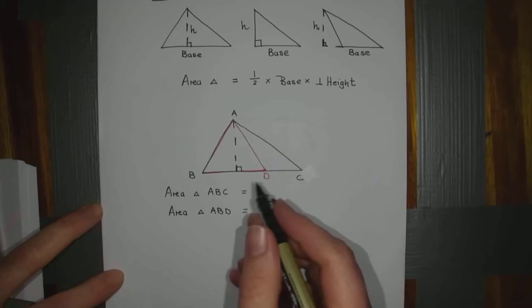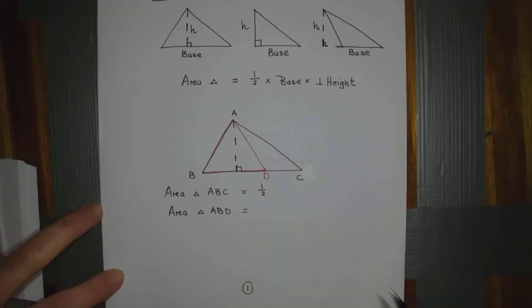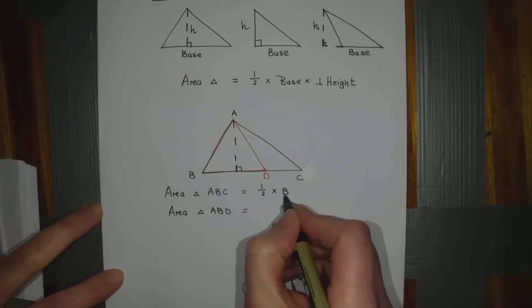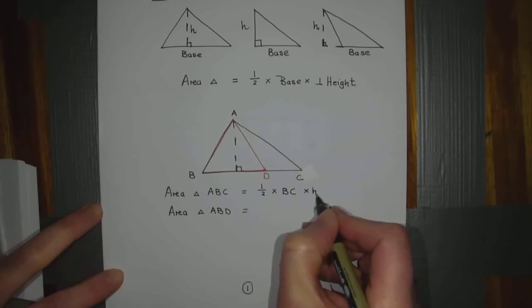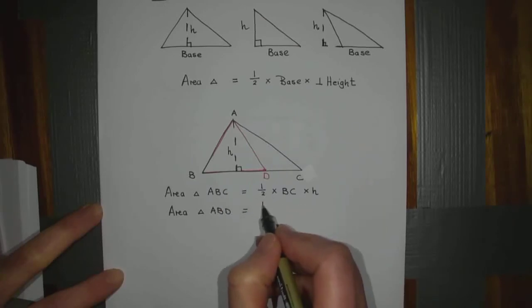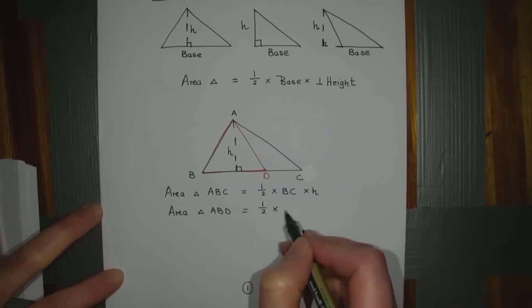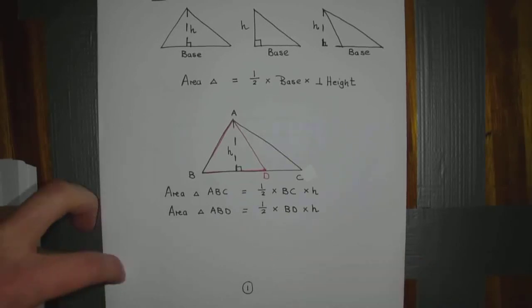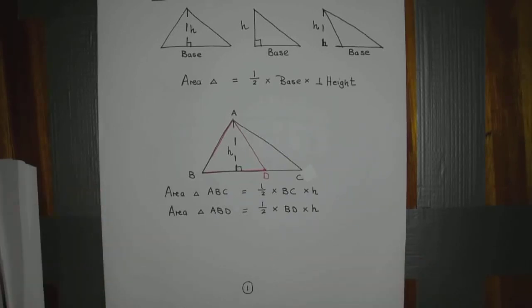The area of triangle ABC is then half, which is the base, which is BC, times the perpendicular height, and I'll put the height over there. And the area of triangle ABD is half times BD times that perpendicular height. And the deduction we have to make there, the very important deduction, is this.